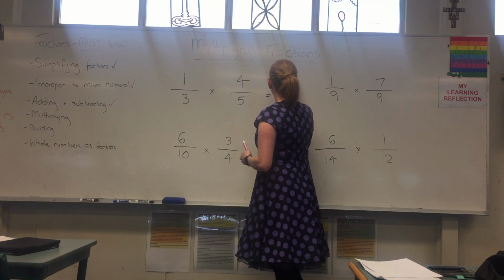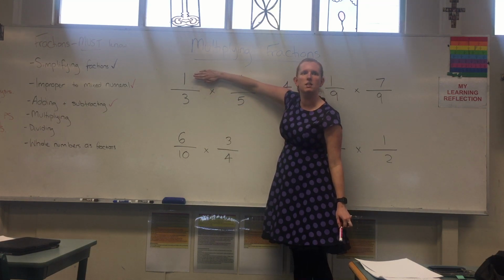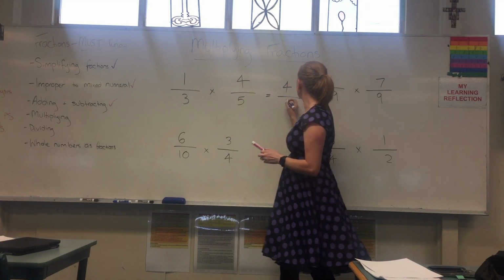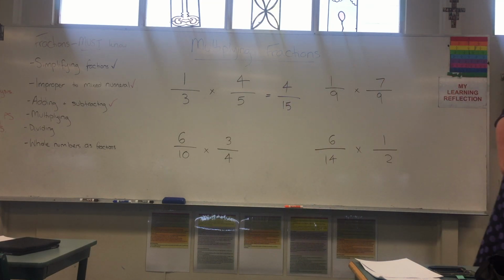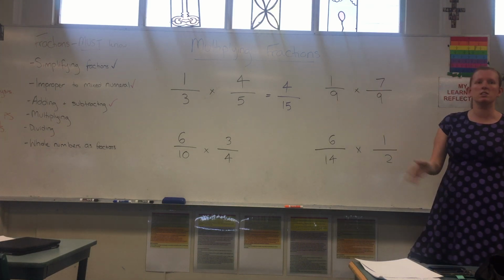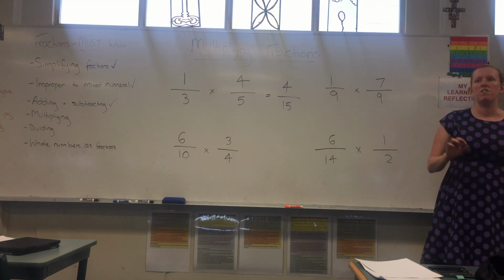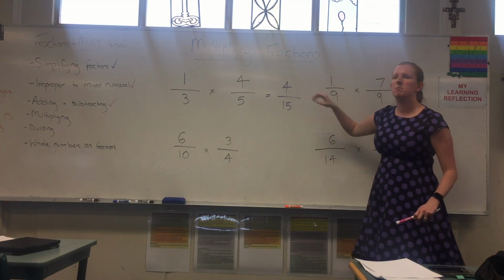All right. Now I'm going to ignore the top. 3 times 5 is 15. And that's it. So when you're multiplying, you multiply across. You multiply the numerators, then you multiply the denominators, and you're all done. What do we have after this? If you can simplify, you should. But this here can't be simplified.